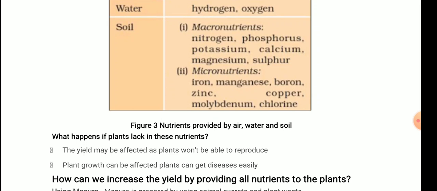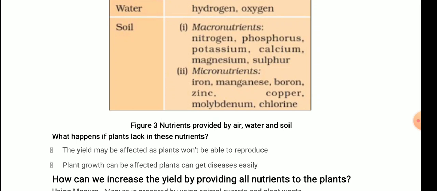Now, the most important question that arises in the improvement of food resources is how can we increase the yield by providing all the nutrients to the plants? Whether it is macronutrients or micronutrients, it just depends on the quantity, but they all are required for the plant for better growth.